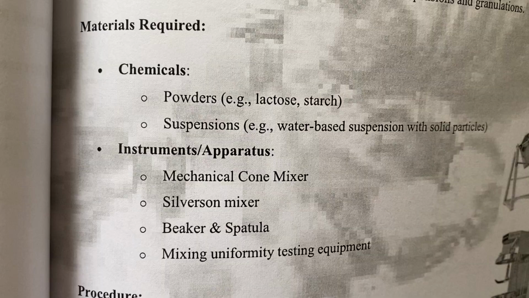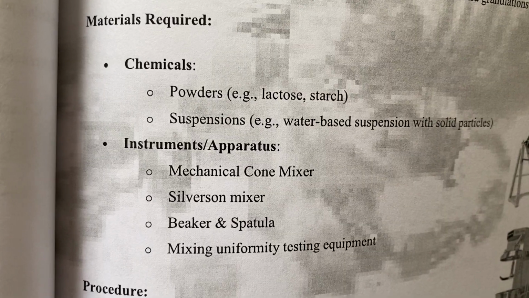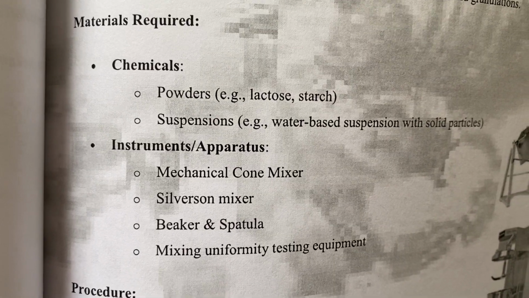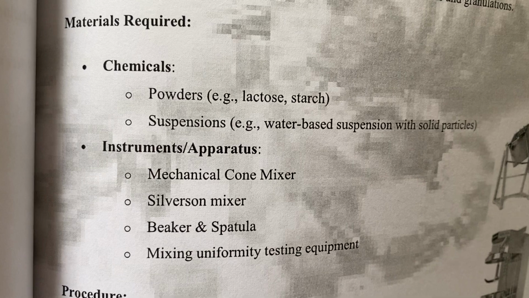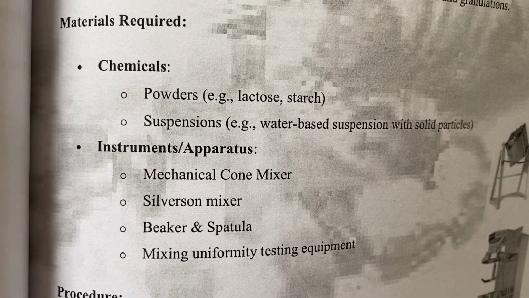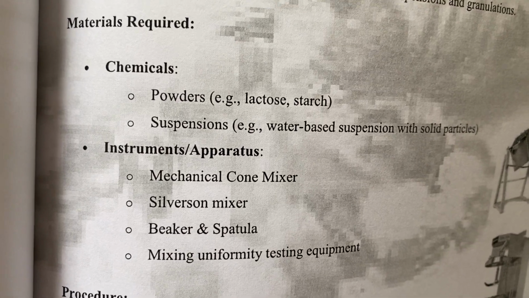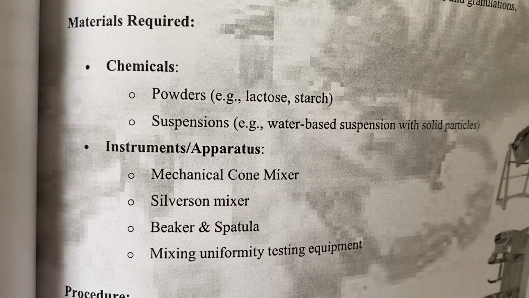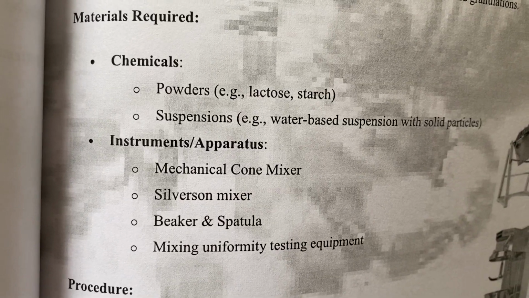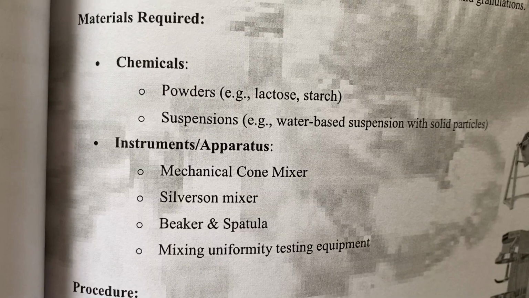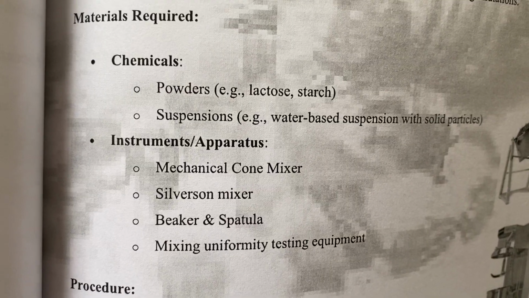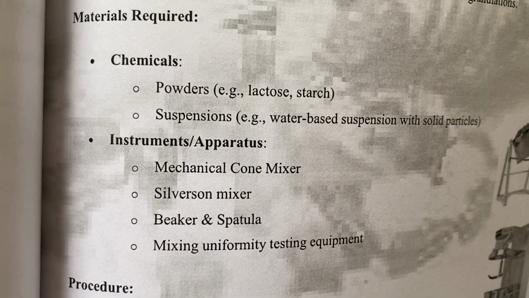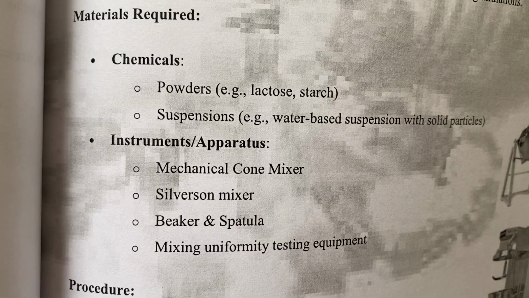Chemicals are powders and suspensions. Powders include lactose and starch, and suspensions include water-based suspension with solid particles, while the instruments and apparatus are mechanical cone mixer, Silverson mixer, beaker, spatula, and mixing uniformity test equipment.